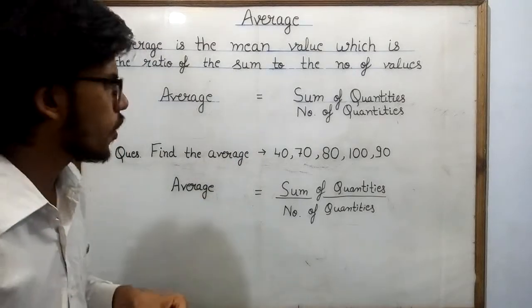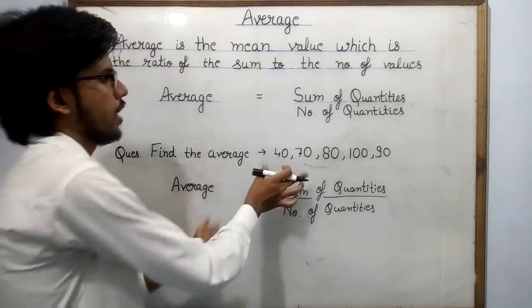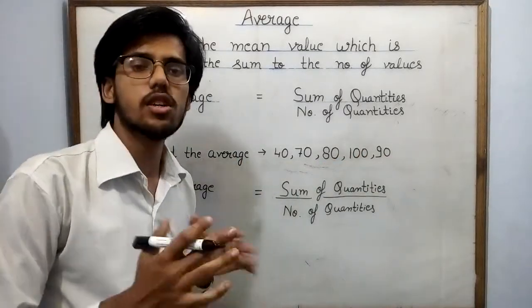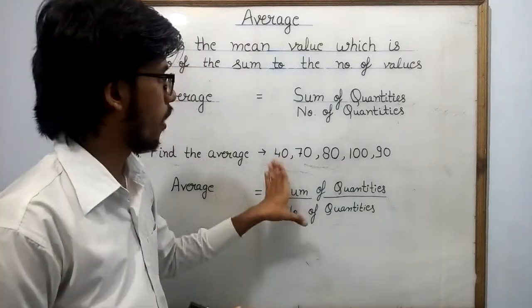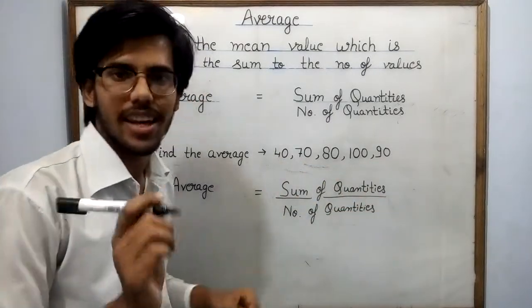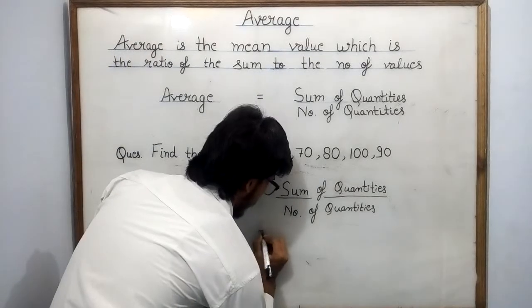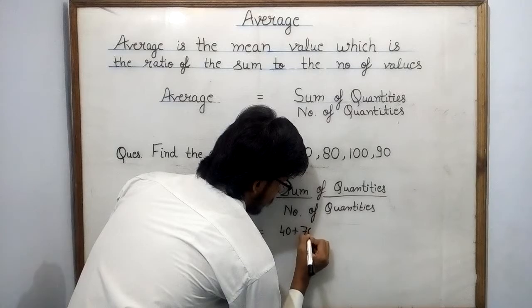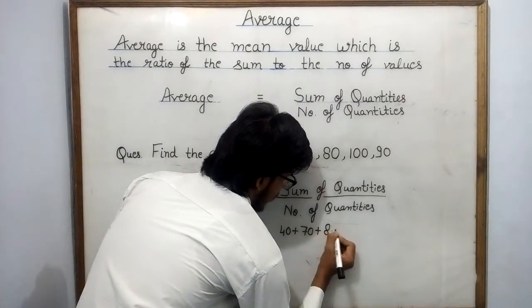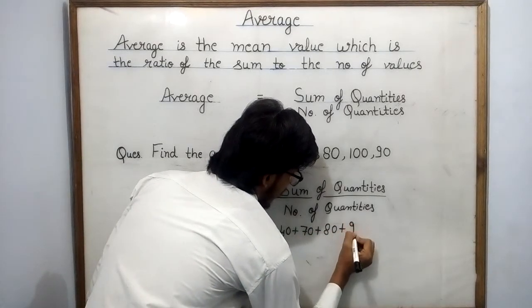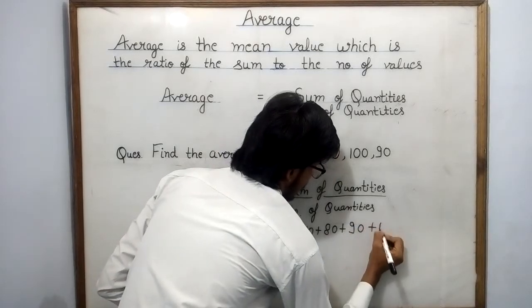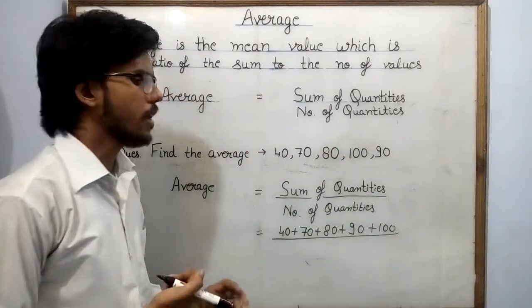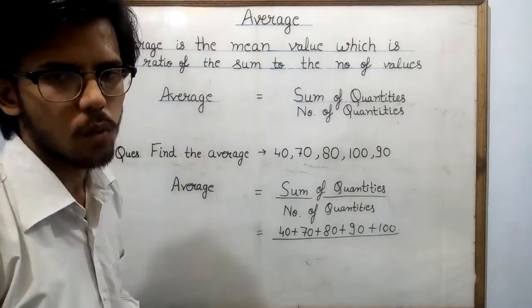Now how are we going to find the sum of quantities? We will add all the values that are given to us in the question. But first of all, we will arrange all the numbers in ascending order. So let's arrange them: 40 plus 70 plus 80 plus 90 plus 100. Now how many values are there? How are we going to find the number of values?